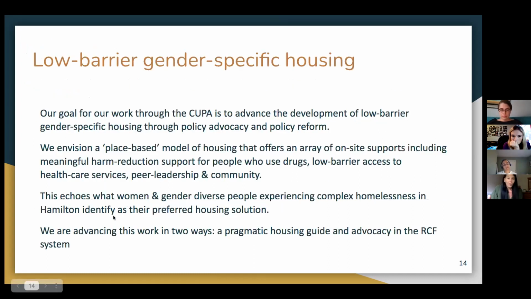Our main goal, really, through the work of the CUPA, is to advance the development of low barrier, permanent, gender-specific housing. And we try to do this through both policy advocacy and policy reform.